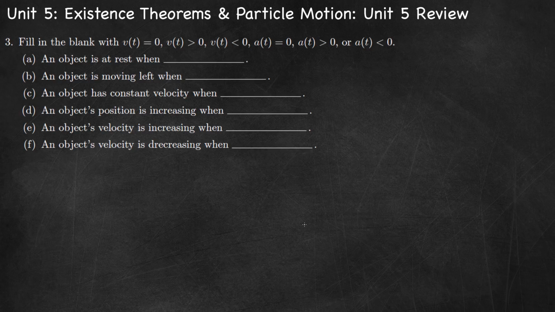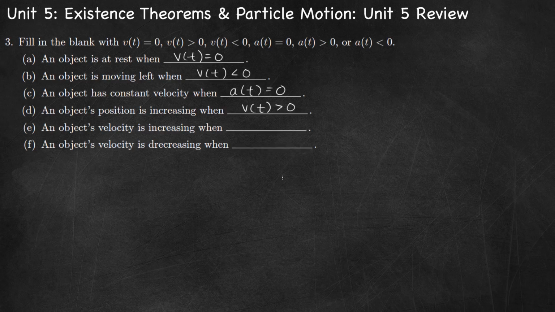Number 3. An object is at rest when the velocity is 0. So v of t equals 0. An object is moving left when the velocity is negative. V of t is less than 0. An object has constant velocity when the velocity is constant, which would mean the acceleration is 0. An object's position is increasing. If the position is increasing, that means the velocity is positive.